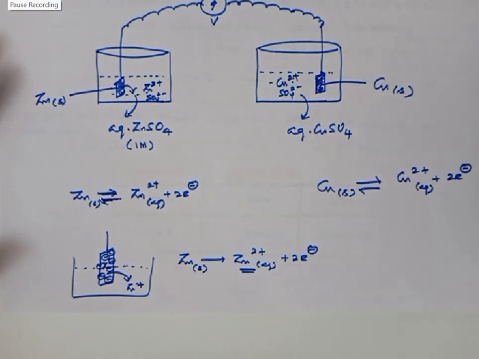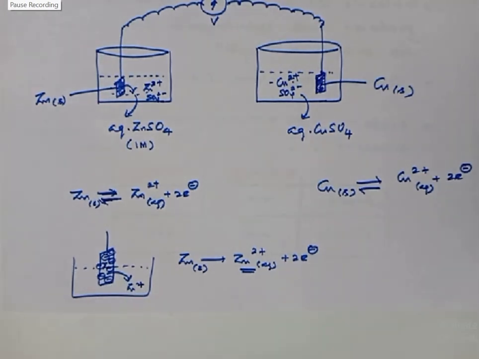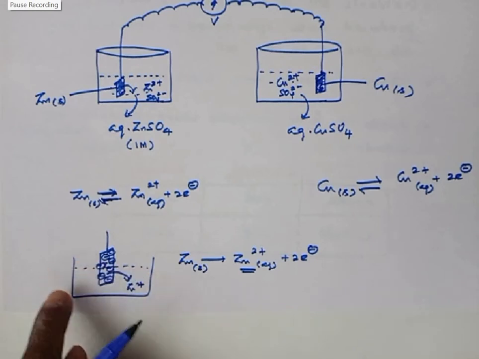Right, at the beginning, the number of zinc ions and sulfate ions are equal, so the net charge on the solution is 0. But now a few zinc ions enter the solution. Now what will happen? The number of zinc ions becomes more than sulfate. So zinc ions carry positive charge, therefore the solution becomes positive.